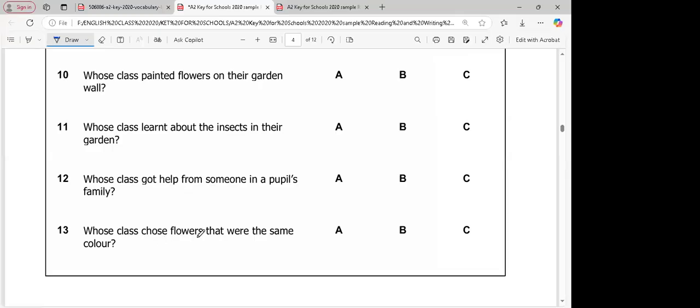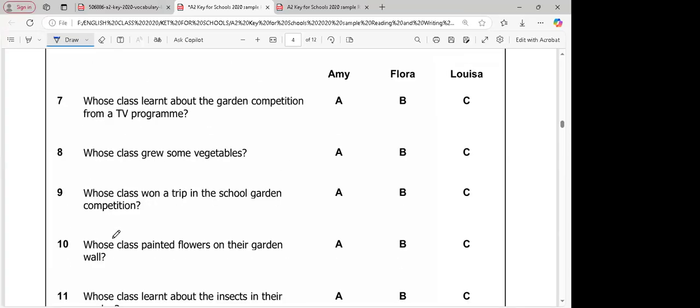Whose class chose flowers that were the same color? Once again, questions, take it to your mind, okay? I'll be giving you the question again, don't worry, just to get a rough idea. Whose class learned about the garden competition from a TV program? So it's something the TV program should mention. Somebody, Emmy, Flora, or Luisa.